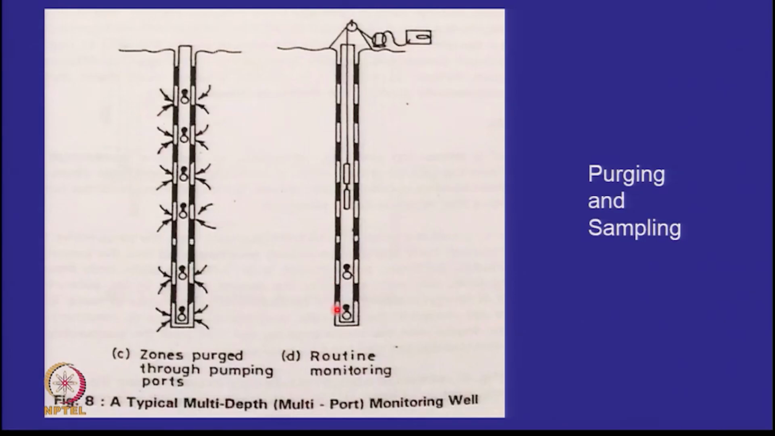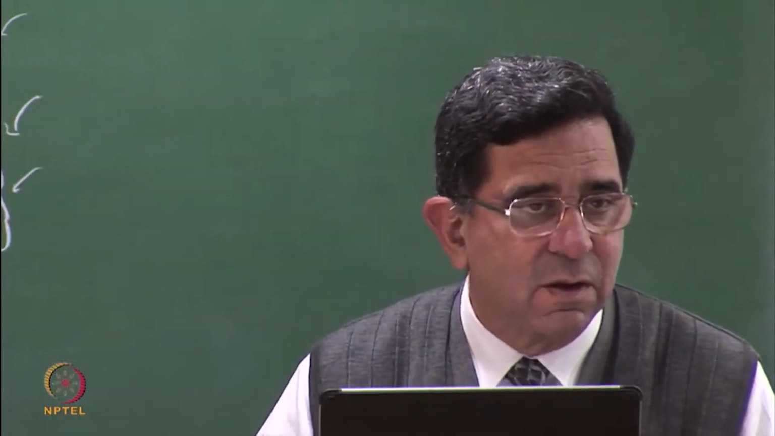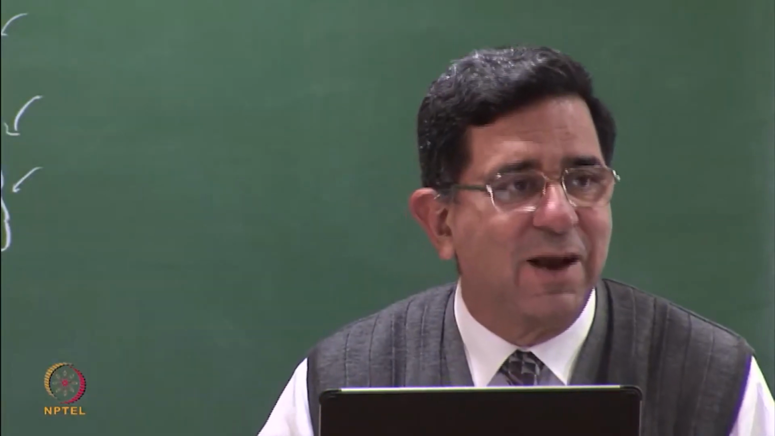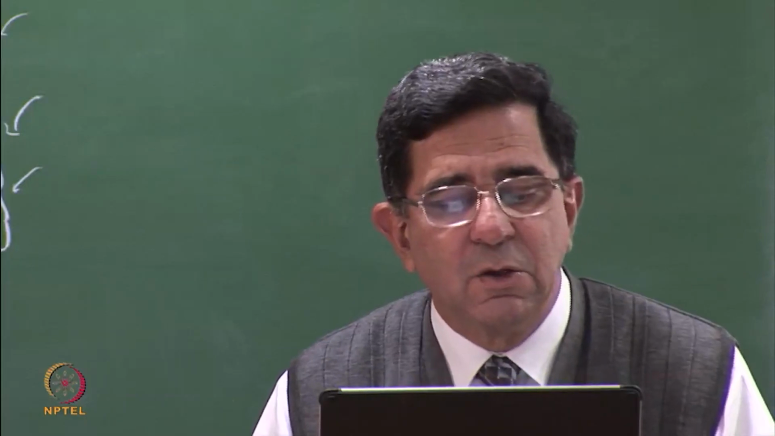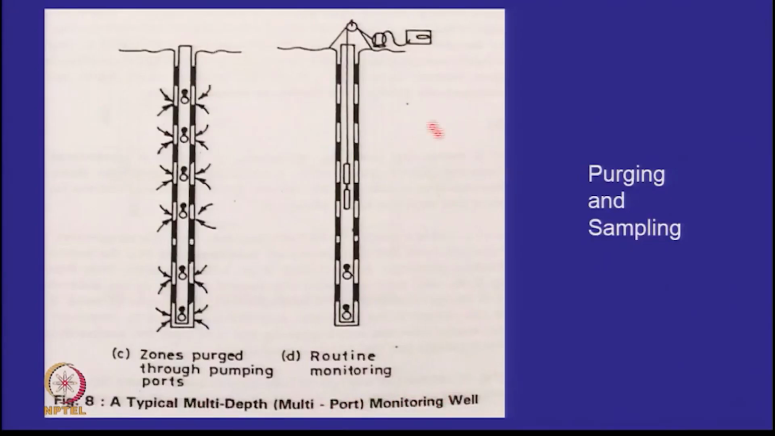right? And then with this sample, when you pick up a sample say from here or from here, you can tell me, sir, that this is the concentration of chlorides in this sample and this is the concentration of chlorides in this sample. Otherwise, you are giving me an average concentration of the chlorides, which will sometime be high. जब नीचे high वाले zone से ज़्यादा पानी आ जाएगा तो high हो जाएगा और जब दूसरे से आएगा तो low हो जाएगा. So this is the typical multi-port monitoring well.